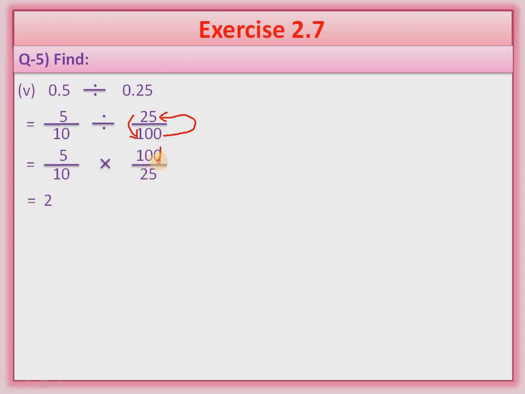So look at this side. This 0 will be cut. Here 5 5s are 25. So 5 will be cancelled. So here 5 2s are 10. So the answer is 2 only. Clear what I am telling you? Now we will move on to question number 6.